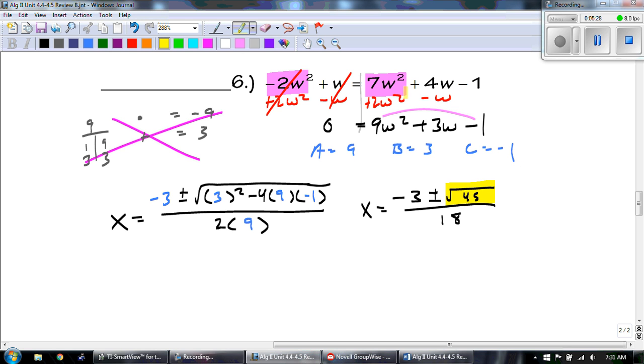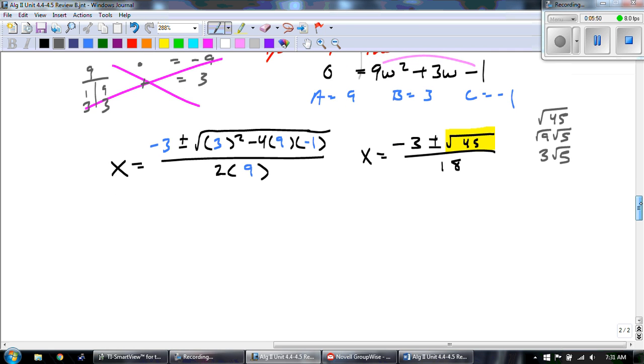So how are you going to break up the square root of 45? Well, remember, we wrote the perfect squares on the other side. You should be checking 36, 25, 16, 9. And it's 9 and 5. The square root of 9 is 3. So we have 3 square root 5. Okay? So x equals negative 3 plus or minus 3 square root 5, all divided by 18.